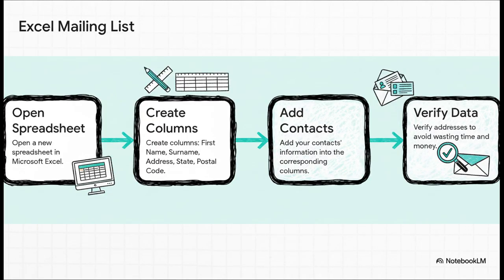It's actually pretty straightforward. Just pop open a new spreadsheet. The key is to create separate columns for each little piece of information. First name, last name, address, city, postal code. Keeping them separate gives you way more flexibility later. Then, you just fill in your contact info, one person per row. And then, and this is the most important part, double-check everything.